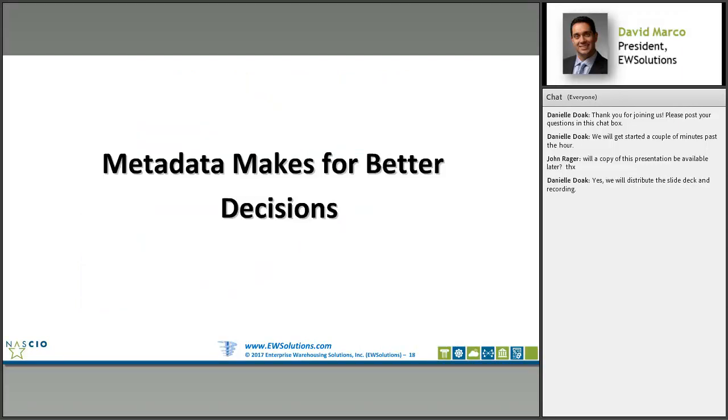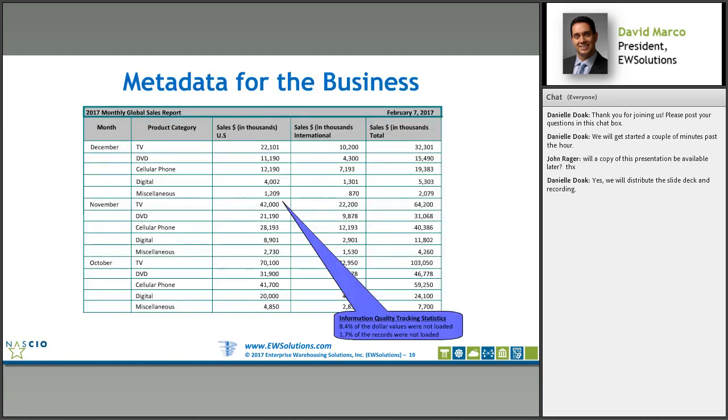Let me continue. Let's talk about metadata for making better decisions. So, same report I showed before, same exact report. But now, instead of showing metadata just on a column, we're going to show it on a row, business metadata put at the row level. And here we're looking at television sales for the month of November.